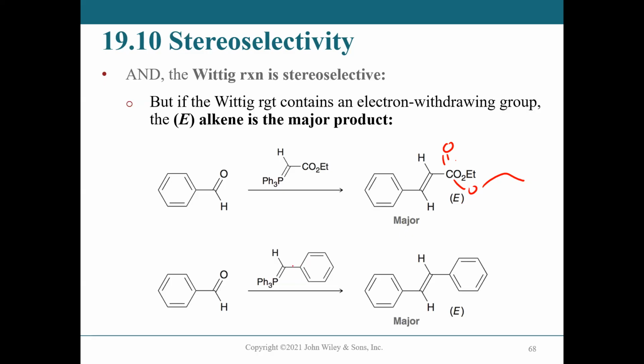Here's another electron withdrawing group. It's going to draw the electrons back. So you can think of this group as something we can play around with right here, and we can drive it to either the E or the Z isomers.